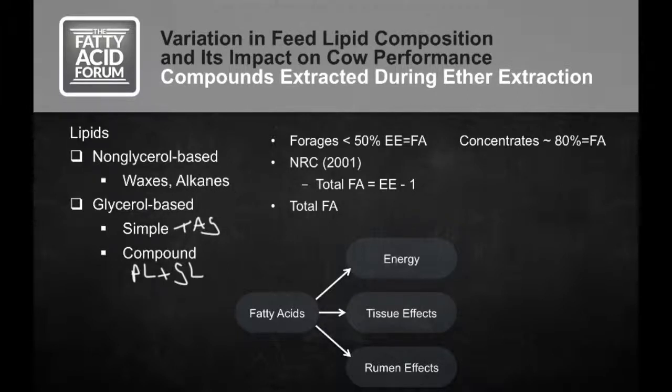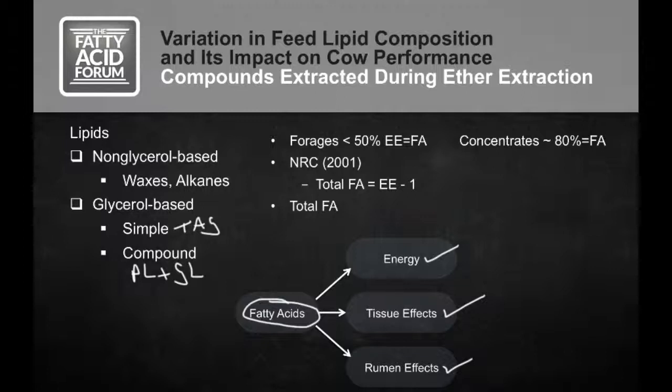Now this is important because when we're discussing fatty acid or interested in lipid content of feeds, what we're really interested in is the fatty acid concentration of feeds, because it's these fatty acids that supply energy to the cow, that have effects on different tissues based on the different fatty acids, and then have effects on rumen bacteria and can potentially have effects on rumen function. So it's really the fatty acid concentration and the fatty acid profile of feeds that we're mostly interested in.